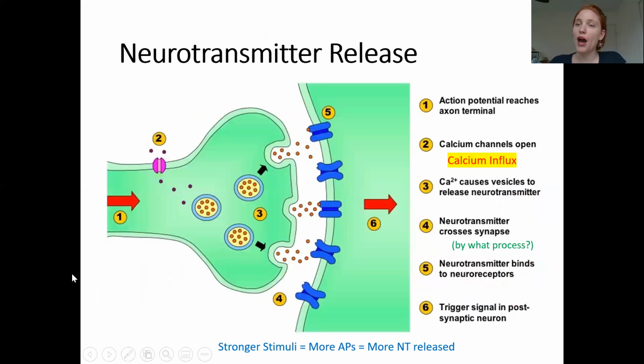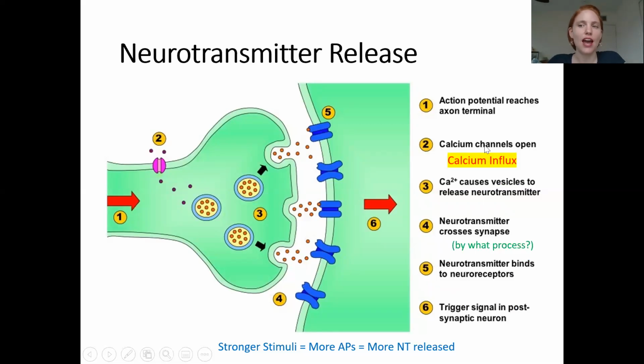Okay, so let's talk about how you release the neurotransmitter. Here we have the axon terminal. There's the space, which would be the synaptic cleft, and here would be the postsynaptic cell. A series of action potentials will travel along the axon. Once they reach the axon terminal, there's going to be a change in voltage, which will open voltage-gated calcium channels.